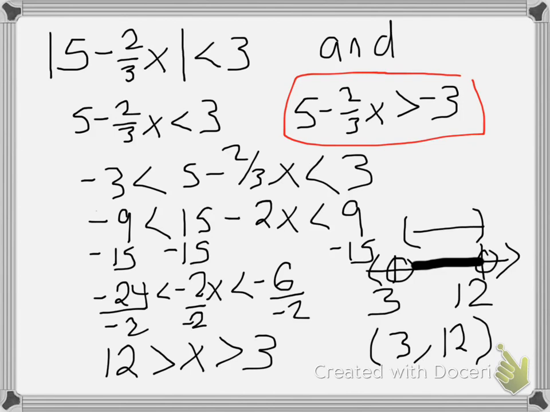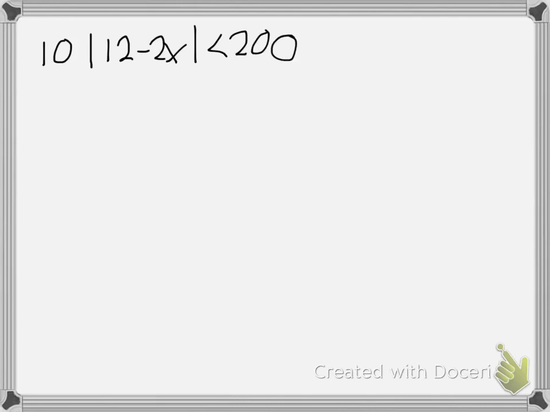So let's do one more. And it's going to be number 11. So I have 10 times the absolute value of 12 minus 2x is less than 200. Okay, so this is still an and problem. Now, ladies and gentlemen, I cannot start writing it. I can't leave this 10 here. I got to get rid of it. So this 10 times this, how do I get rid of it? Divide by 10, and I divide this by 10.